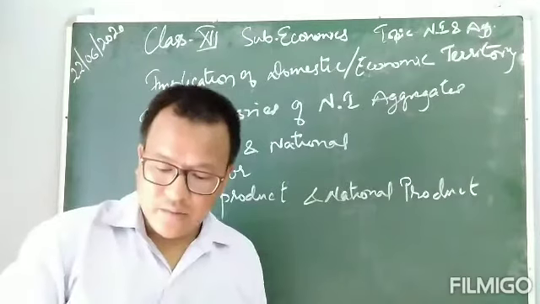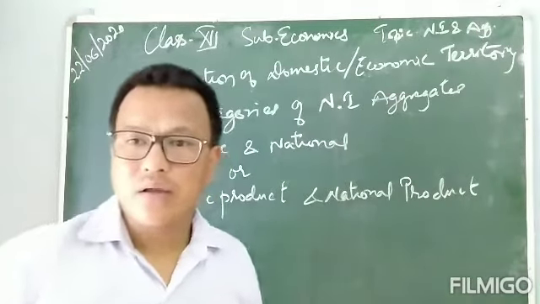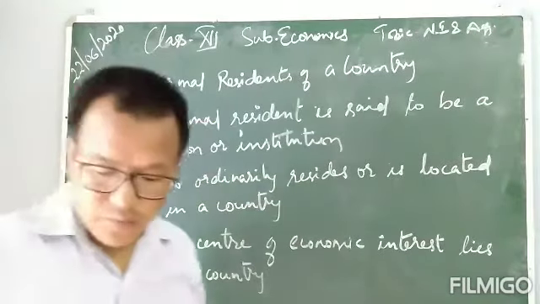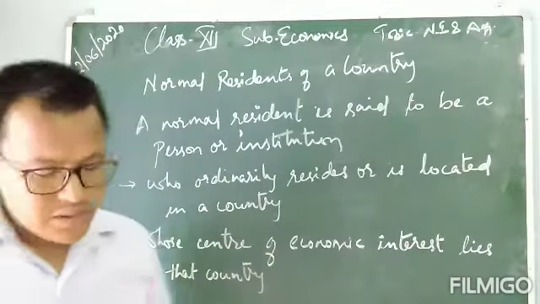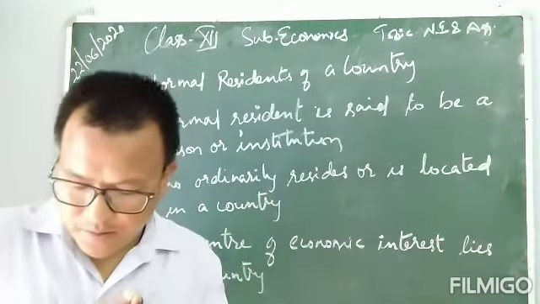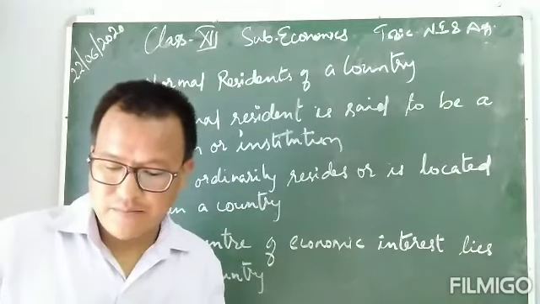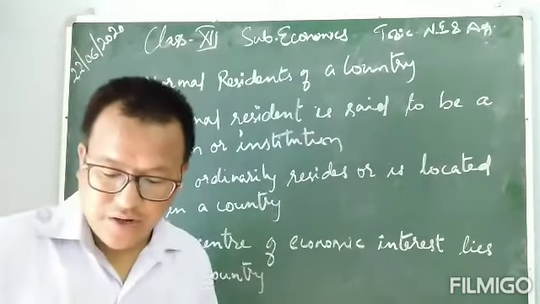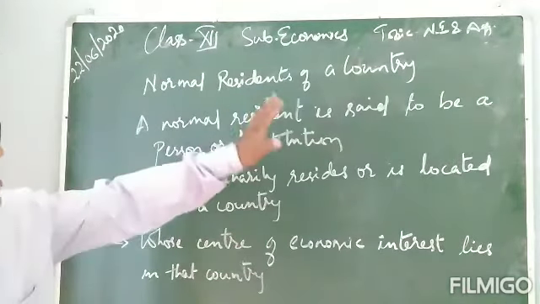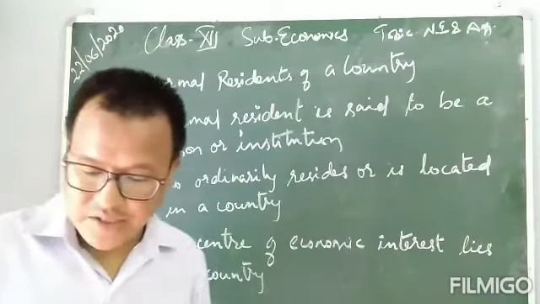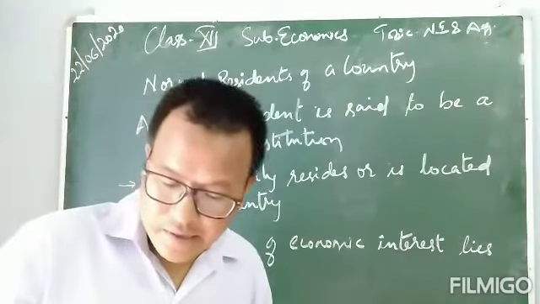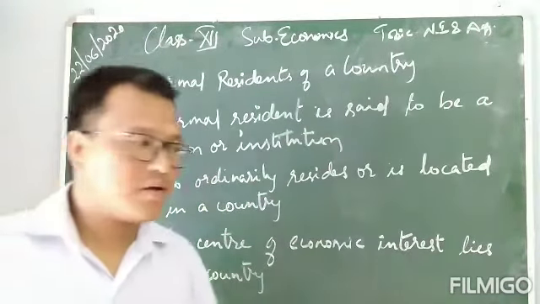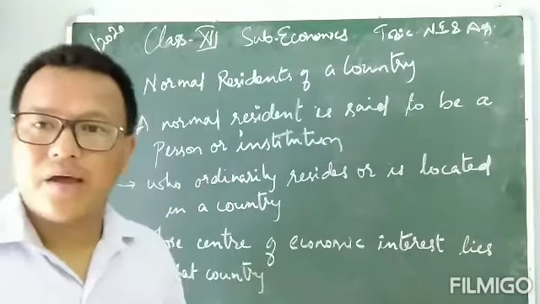Now we will understand what is the normal residence of an economy. Who are the normal residents of a country? In national income, it has been defined as the sum of factor income earned by normal residents of a country. Thus the term normal resident is a very important concept in economics, in the chapter on national income accounting.